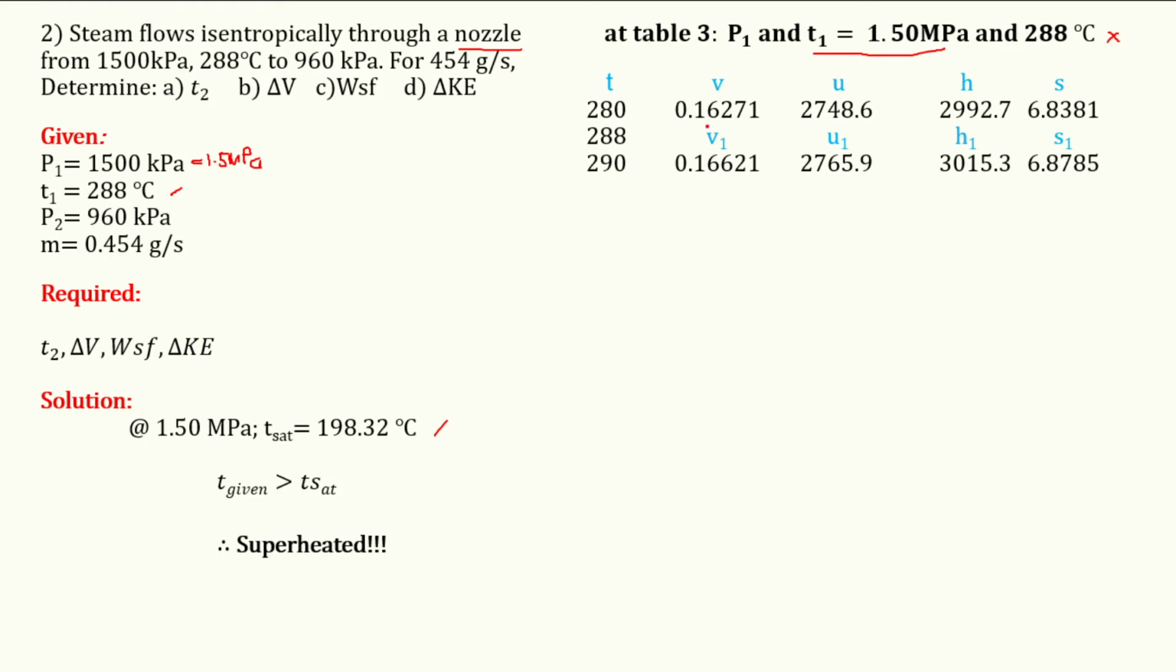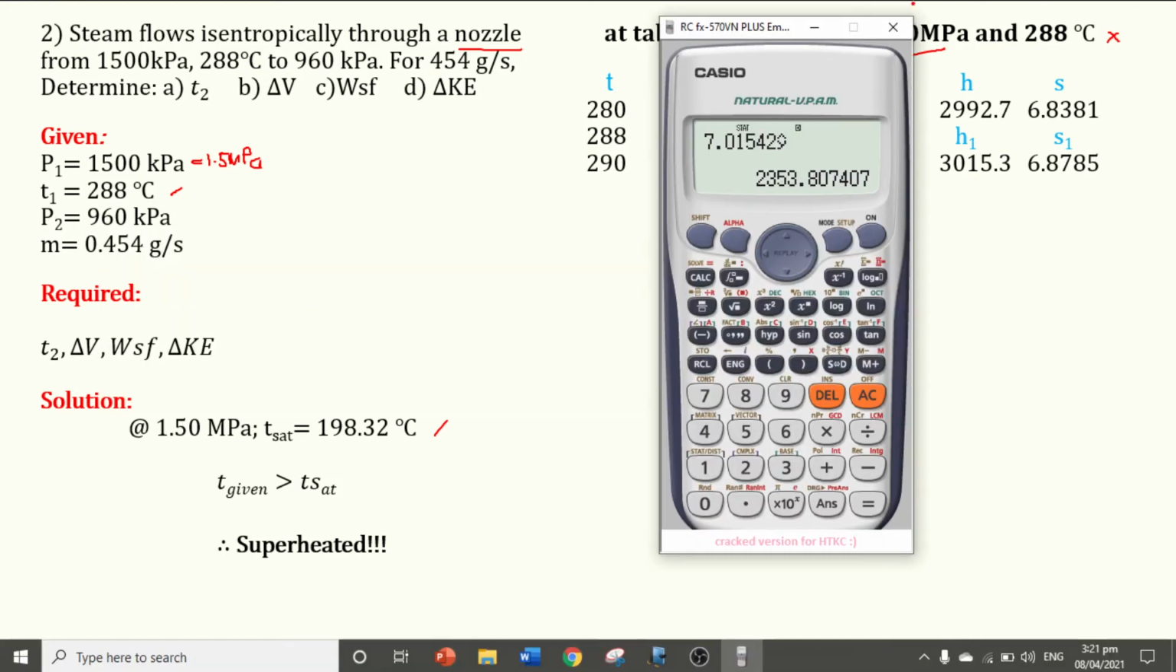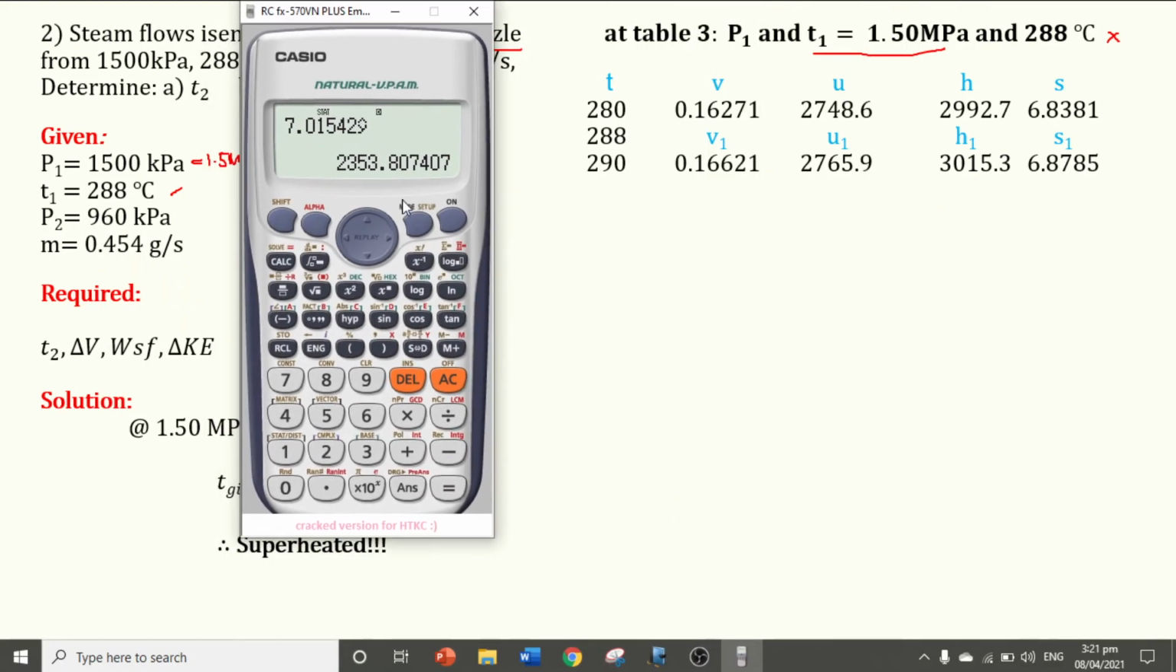V natin dyan is 0.16271. U is 2,748.6. H is 2,992.7. And S is 6.8381. At 290 degrees Celsius, V natin is 0.16621. U is 2765.9, H is 3015.3, and S is 6.8785. So, by using interpolation, interpolate natin, kunin natin si H1, S1, V1, and U1.